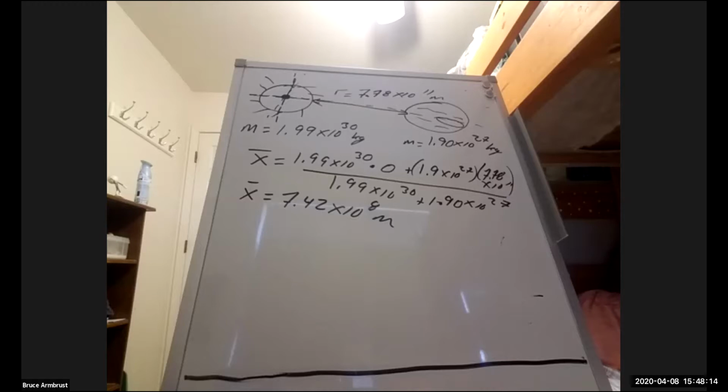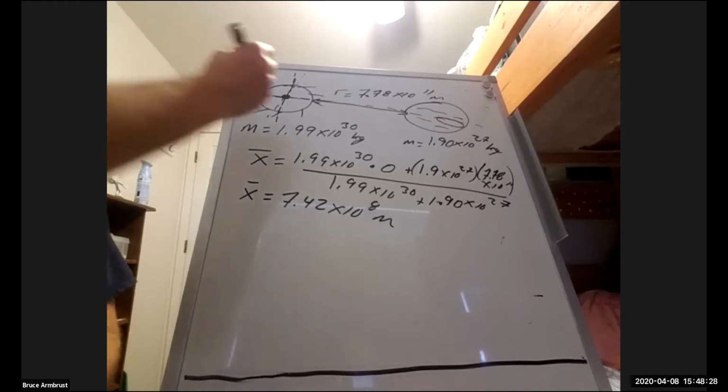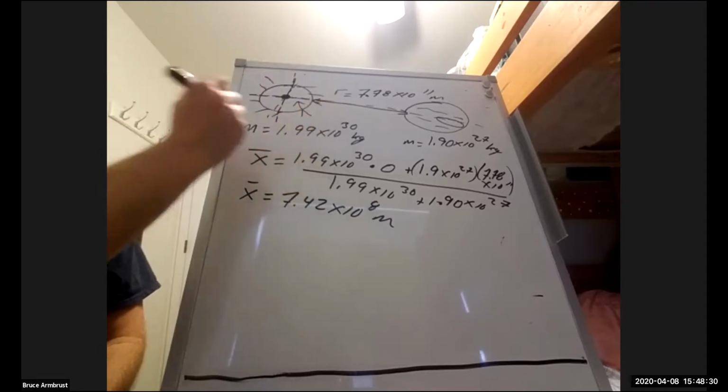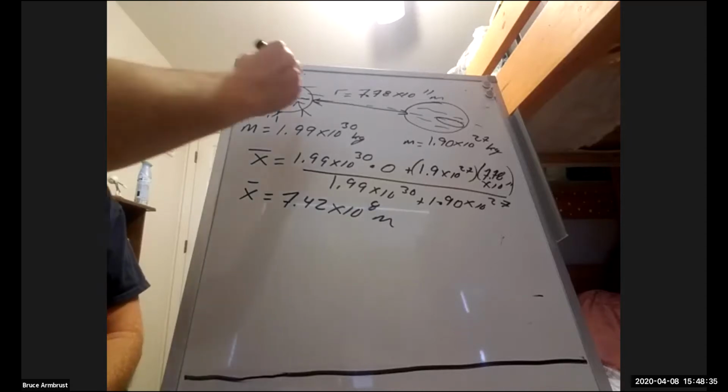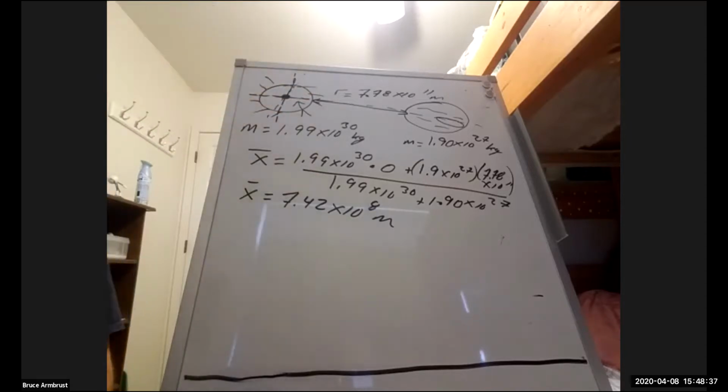All right, so where is that? Well, it really comes down to how large is the sun. And it turns out that the radius of the sun as a ball, so if we just look at that number right there, it's on the order of 10 to the 8. So it turns out the center of mass is like right outside the sun, just barely outside the sun. So kind of interesting things.